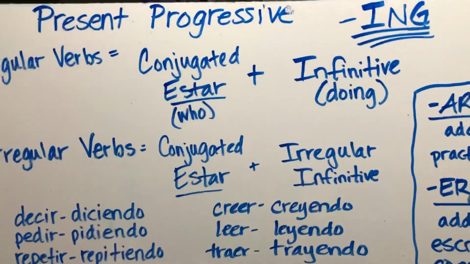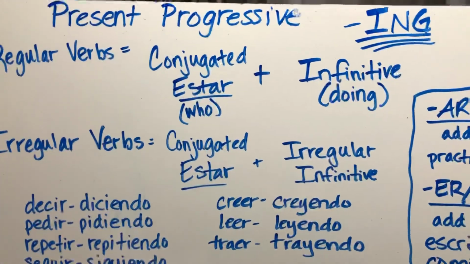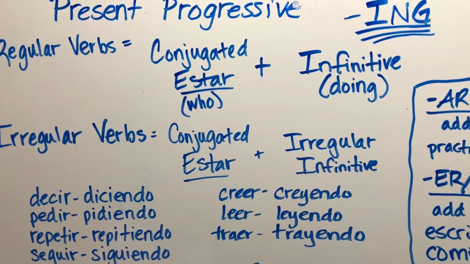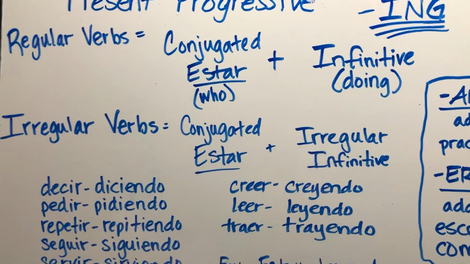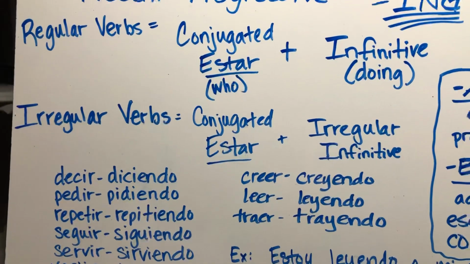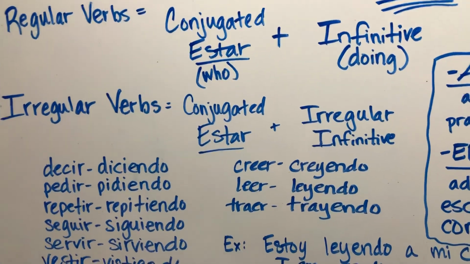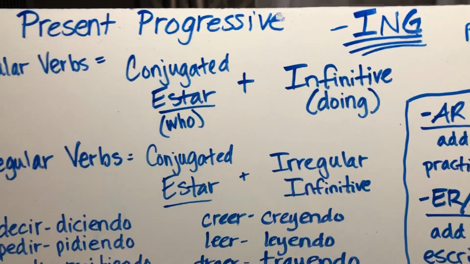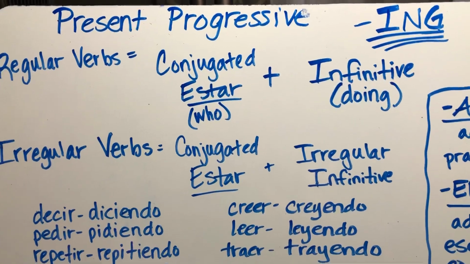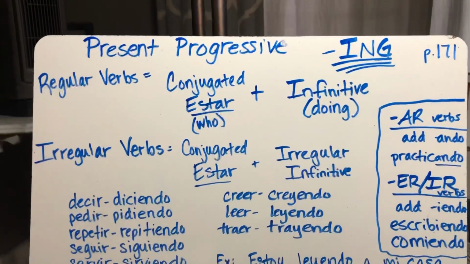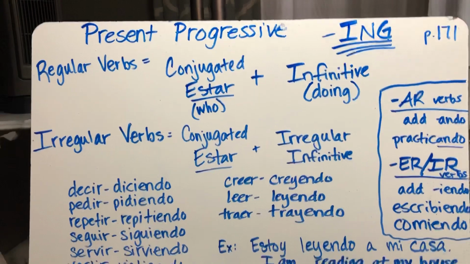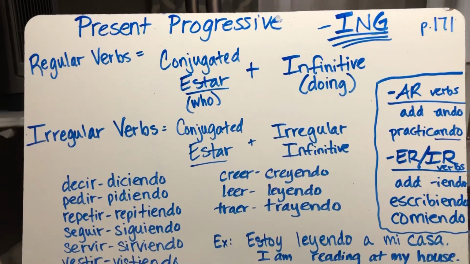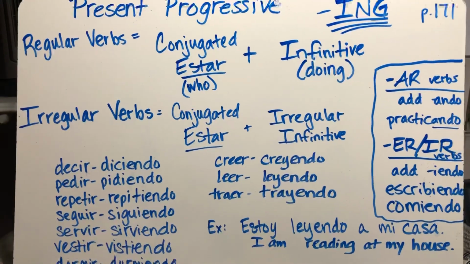This concept is called the present progressive, and basically it's learning how to say ing, like I am practicing, I am singing, I am driving, I am writing. I couldn't think of any more. So it's the ing concept, which we use a lot in English, and we don't sometimes even think about it. This is on page 171 in your textbooks. Like I said, this is the end of the chapter 3B as far as content goes. So this is it.